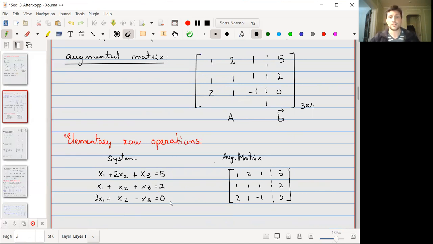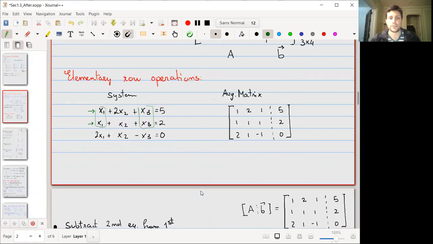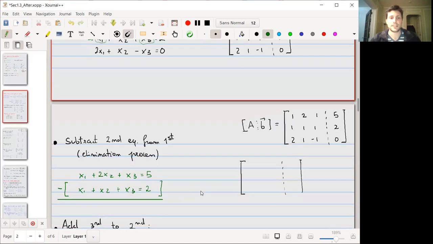I recalled here the linear system and the corresponding augmented matrix. If you were to solve this linear system, there are many steps that you can take, but one possible one would be to try and take the second equation and subtract it from the first one. Doing so would eliminate the variables x1 and x3. And that suggests that it would be a good move to solve the linear system. Let's try it, and let's do it here.